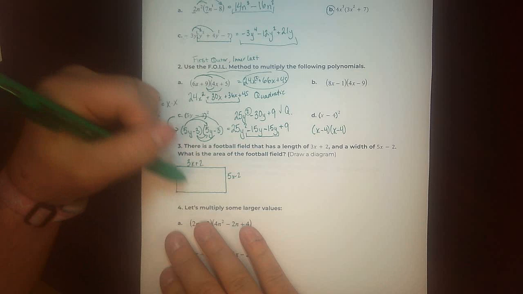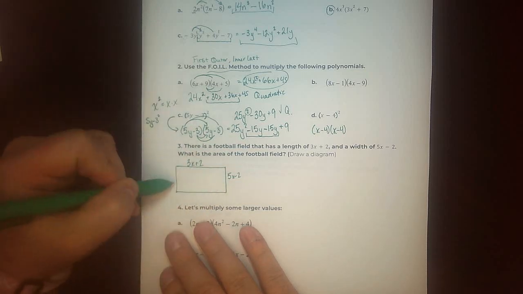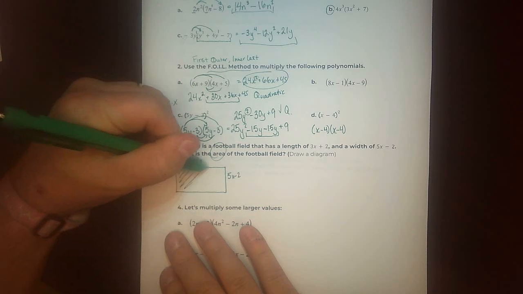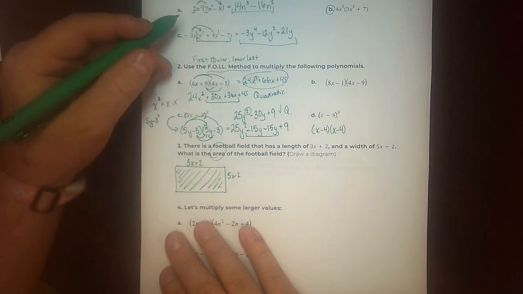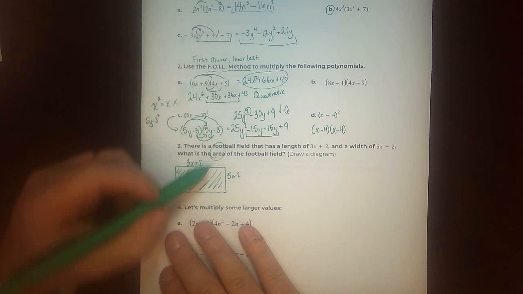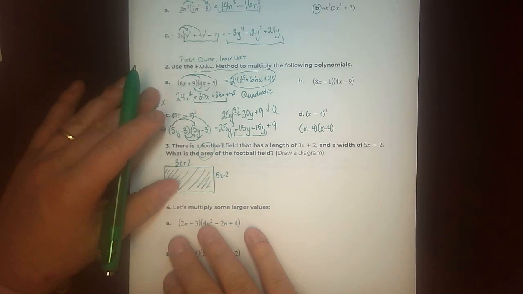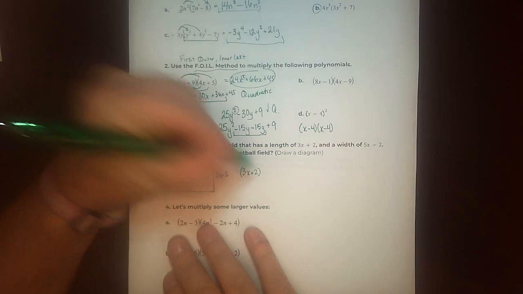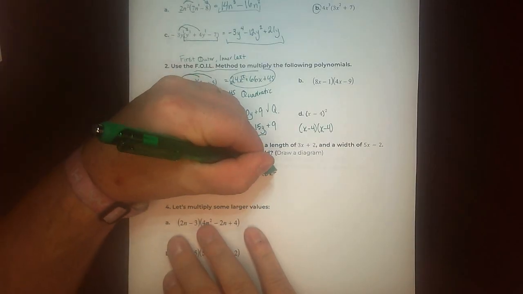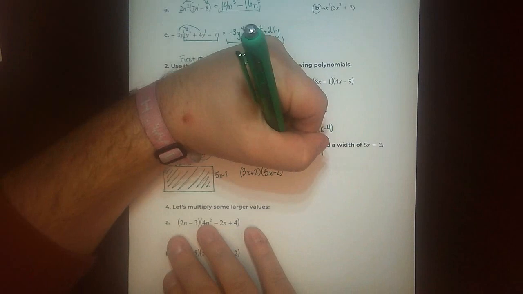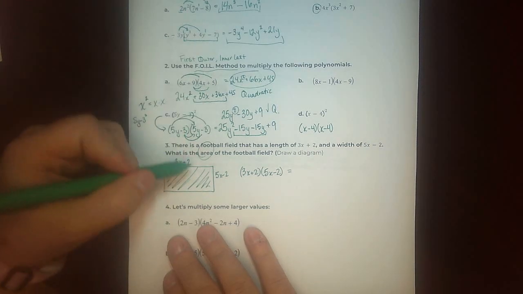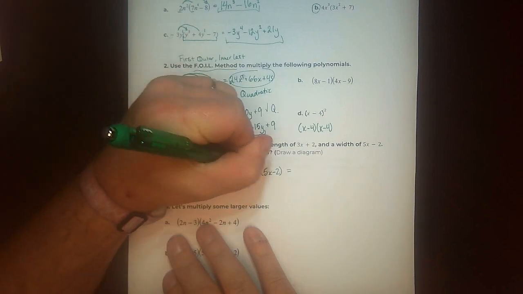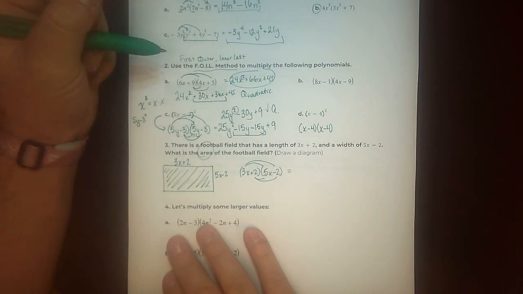Now, the question is not asking for the perimeter. If it was asking for the perimeter, you would just add up your side lengths. It's asking what the area is. So remember, the area is all the space contained within, and area is length times width. So to find the area of the field, you have to do 3x plus 2 times 5x minus 2. And whatever polynomial answer you get, that's going to be your area. I'm not going to work this one out. We set it up together. I want you to FOIL to find your answer.